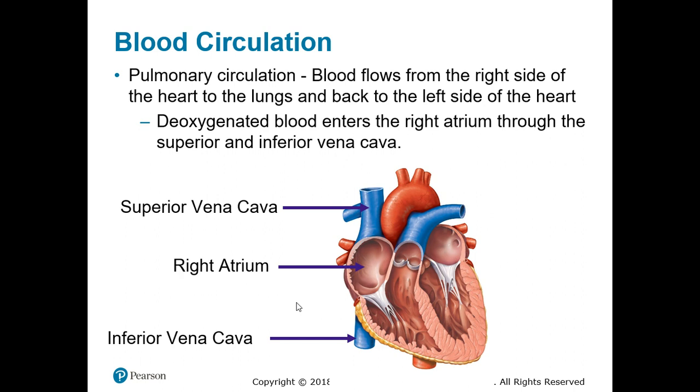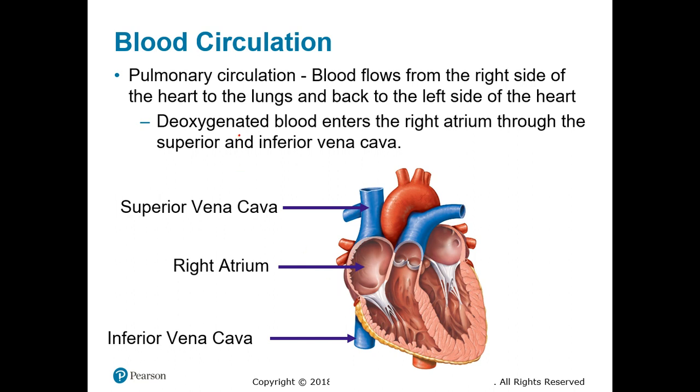So let's focus on pulmonary circulation first. Remember, pulmonary circulation is where blood flows from the right side of the heart to the lungs and back to the left side of the heart. Now, remember that when I say these terms, when you're looking at a picture, it's going to be a mirrored image. So while it does say the right side, notice all my arrows are pointing to the left.